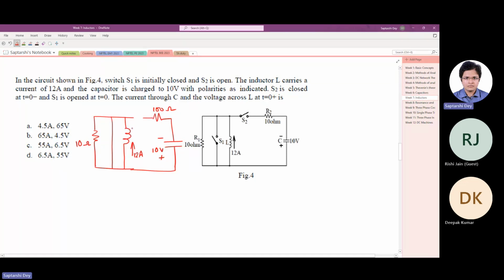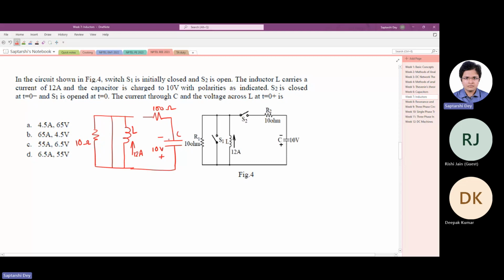And the capacitor was charged in this fashion. Now let us see whether this circuit in this state was at steady state or not. If you look at the capacitor, yes, it is at steady state because it has no way to discharge its voltage or the charge that it had stored in it. So the capacitor will keep on holding this 10 volt.